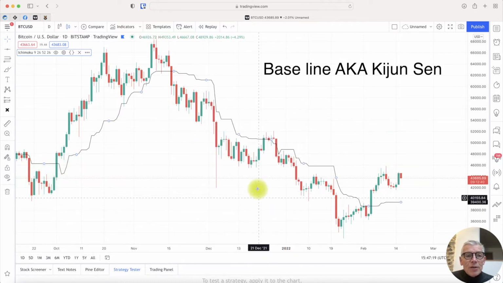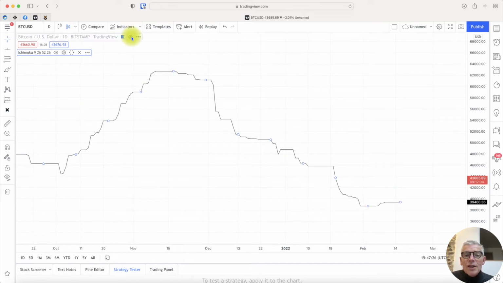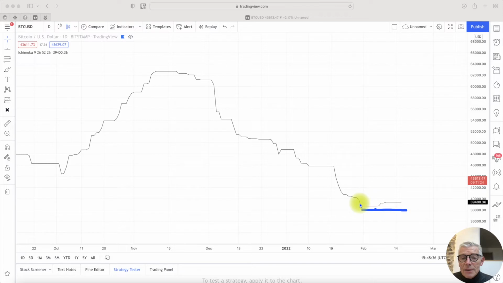I'm also going to get rid of the price chart, so I click on here, and now all I can see is the Kijun Sen, or the baseline, and what I'm going to do is identify the flat areas of the Kijun Sen. That would be this level here, and here, and here, and here.